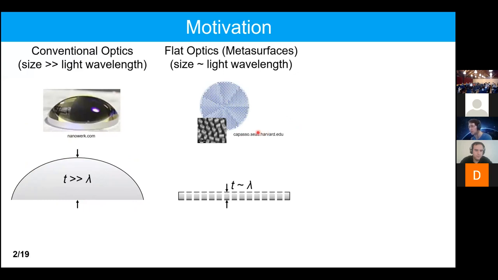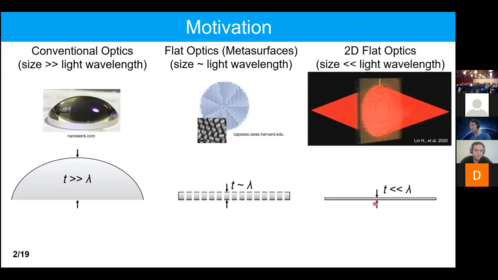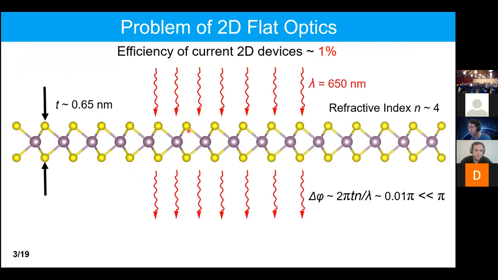Luckily, we have metasurfaces, introduced recently, which give the same effect as conventional optics, but their size is about the wavelength of light, so they are quite an improvement compared to conventional bulk optics. But of course, our ultimate goal is to use two-dimensional materials, first of all because their properties are easily controllable, for example by electrical gating. However, two-dimensional materials face the problem that their phase accumulation, defined as 2π times thickness times refractive index divided by the wavelength of light, is only about 0.01 of π, which is much less than π.